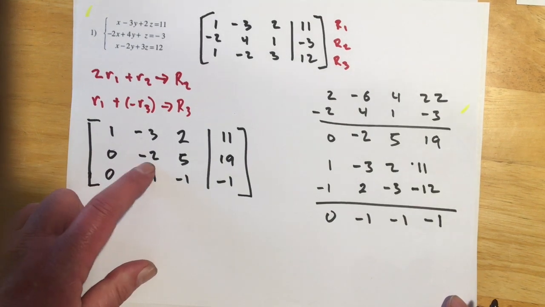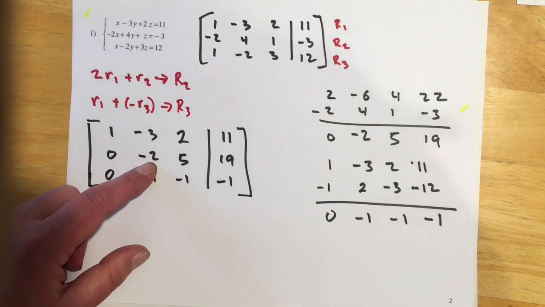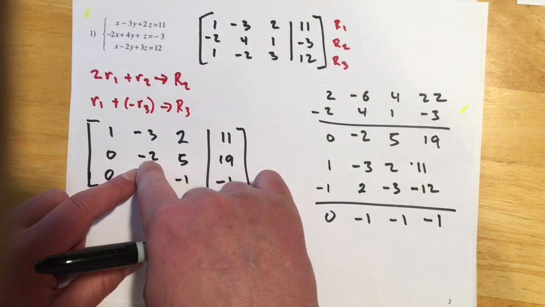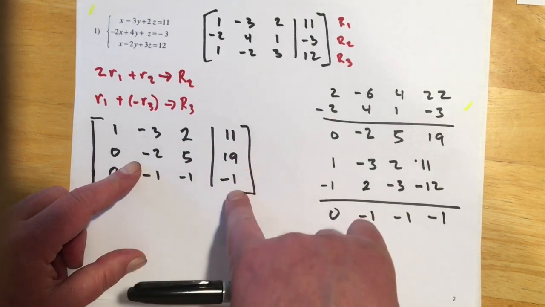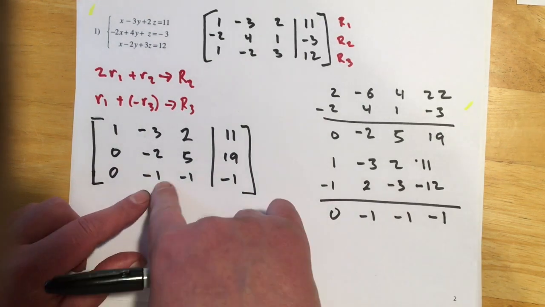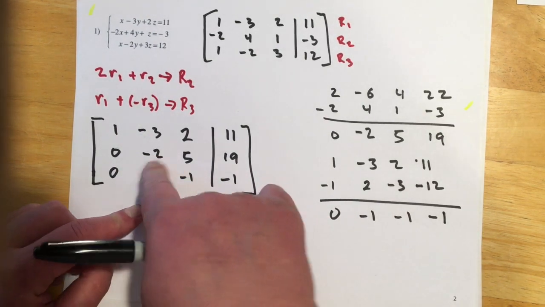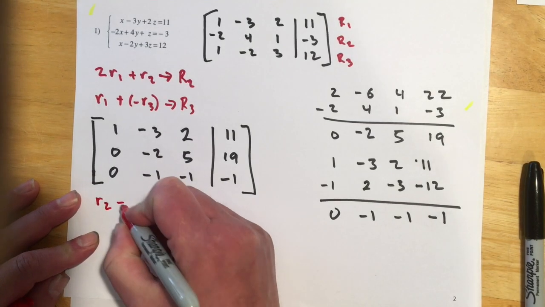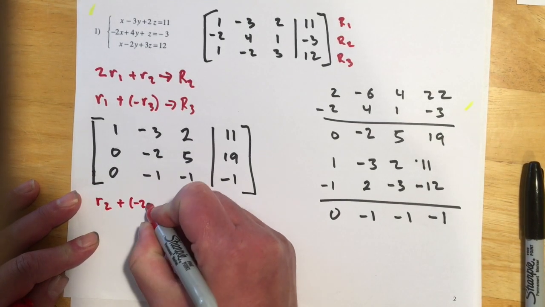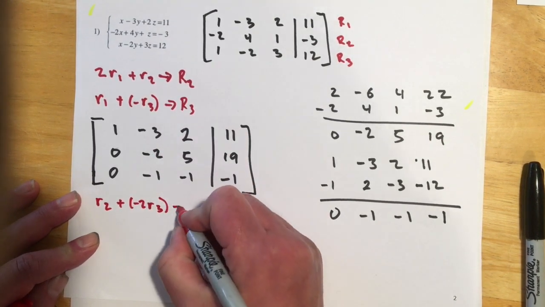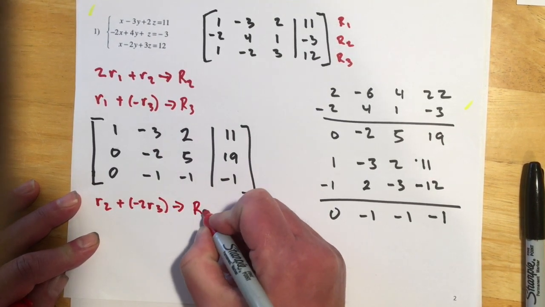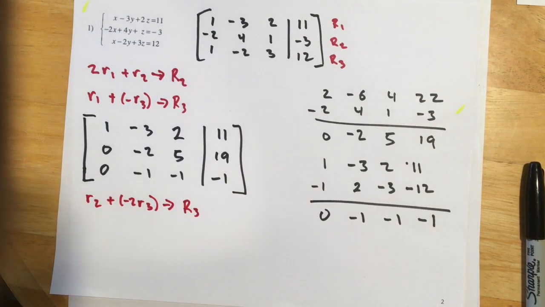So now this is where it wants us to get a 1 right here, is usually what they would say. But to me, if I divide all this by 2, then I have these fractions, which is going to make this part harder. So I would get that 0 there, and then I would make that into a 1. So this is going to be row 2 plus negative 2 times row 3. That's going to give me a plus 2 here, minus 2 there. And then that's going to make my new row 3.